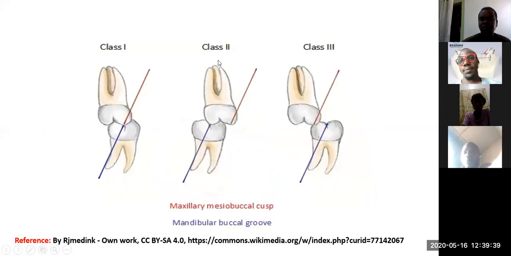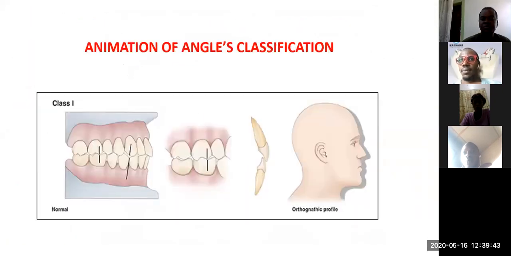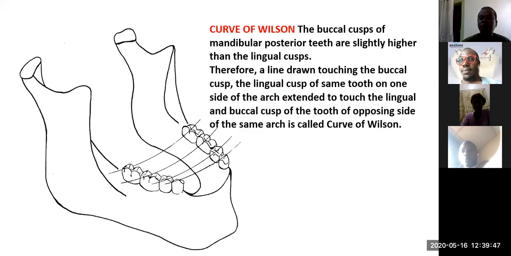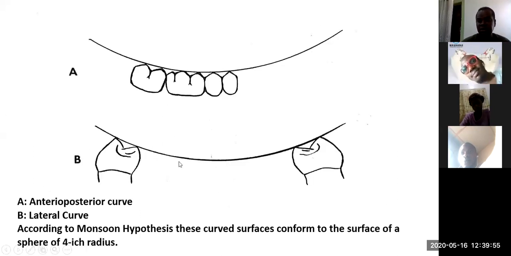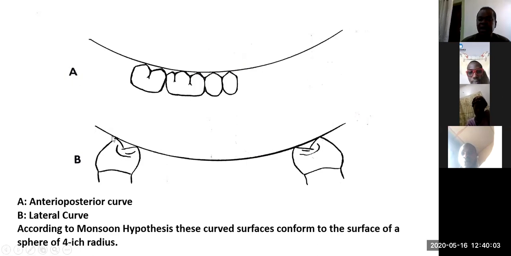Then let us go to the curve of Monson, which Abdul Muttalib asks about. This is the curve of Monson. The curve of Monson, let me put it this way, it will be better understood here. I told you the curve of Monson is the line that joins the buccal cusps on one side of the arch to the lingual cusps of the same tooth on one side of an arch, and it runs straight to join the lingual cusps of the other side of the arch and join the buccal cusps. That curve, if you draw that line, is known as the curve of Monson.